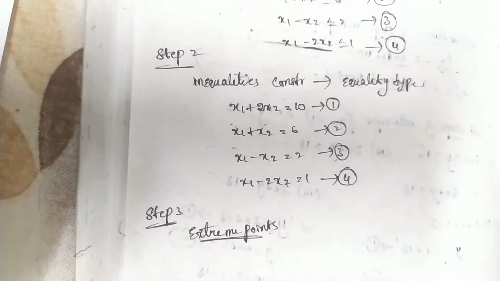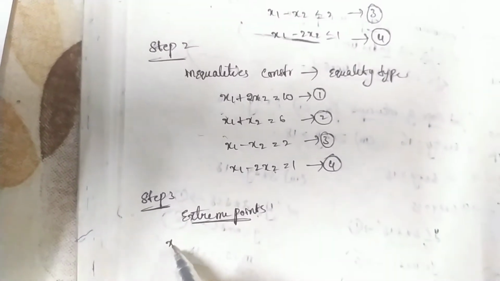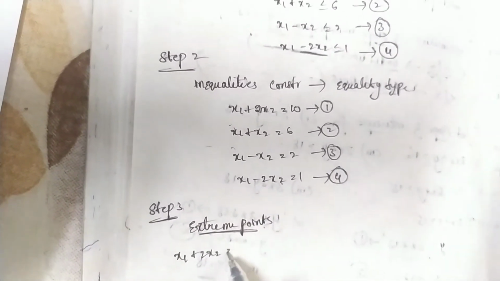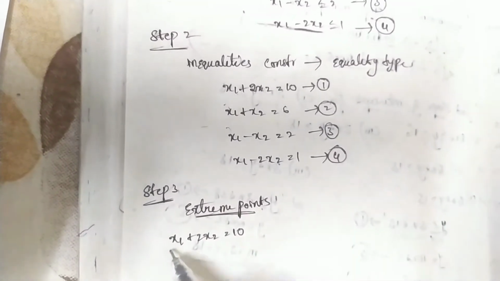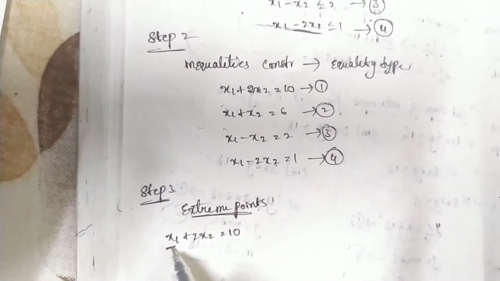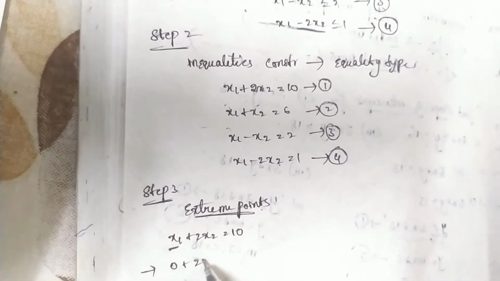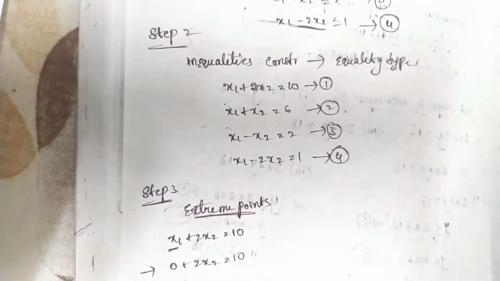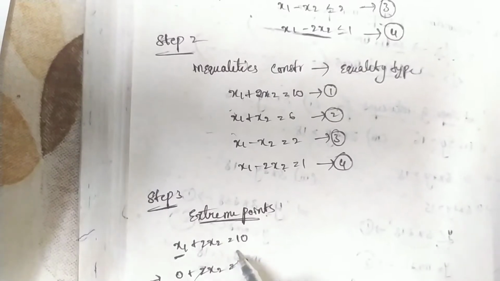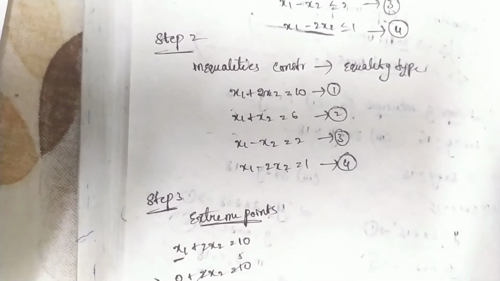Extreme points. First of all, take the first equation, that is x1 plus 2x2 equals 10. Here, first of all, we place 0 in x1. That is 0 plus 2x2 equals 10, so x2 equals 10 by 2, that is 5. We get the x2 value as 5.